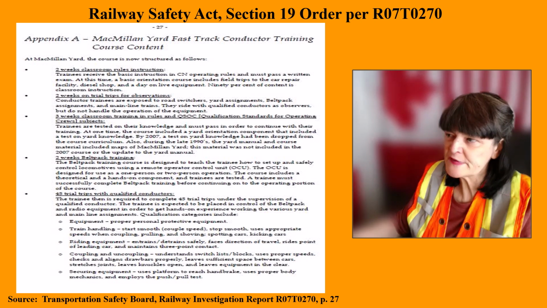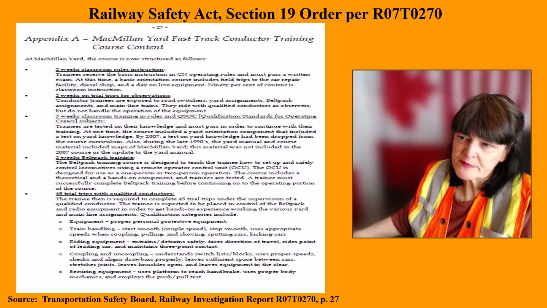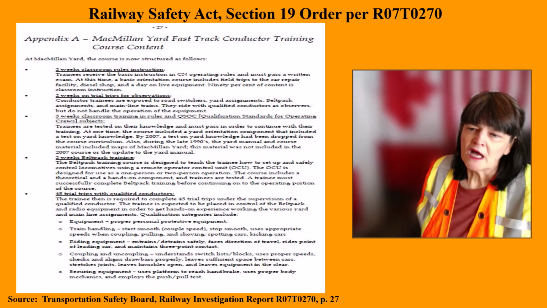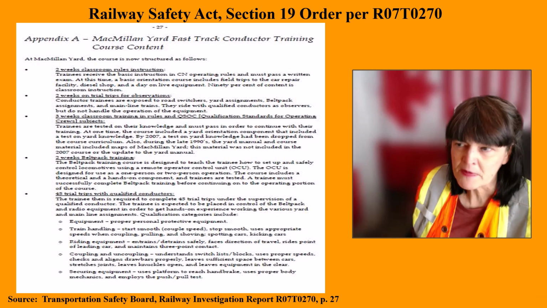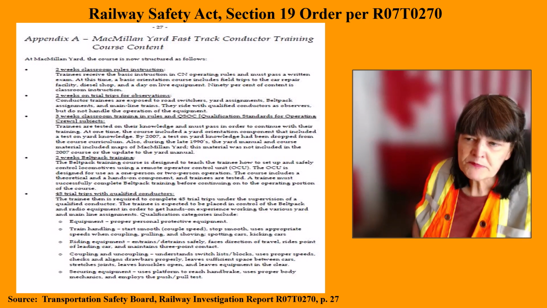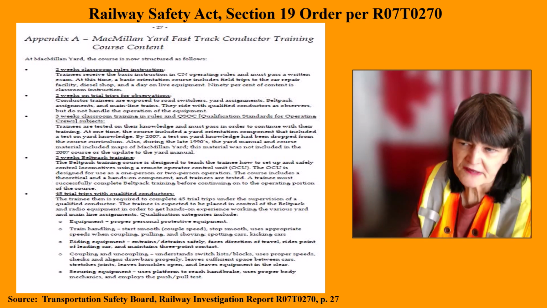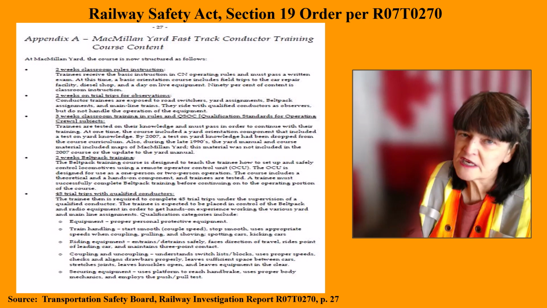Okay, so again, from this same report, the following page, page 27, Appendix A, it shows here Macmillan Yard Fast Track Conductor Training Course content. So this was what CN Rail provided as its current training program when that Mac Yard incident happened in 2007. And it's important for people to understand this was at CN Rail. CN Rail and CP Rail were both crown corporations of the government of Canada, and so they were part of the government of Canada basically until 1995.